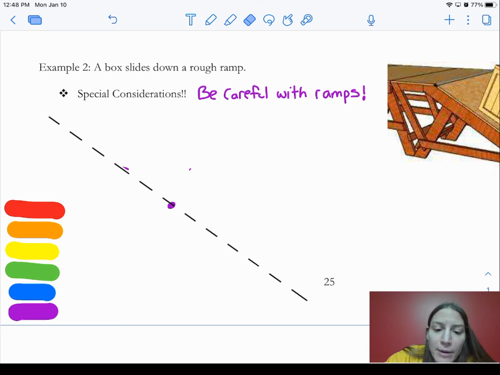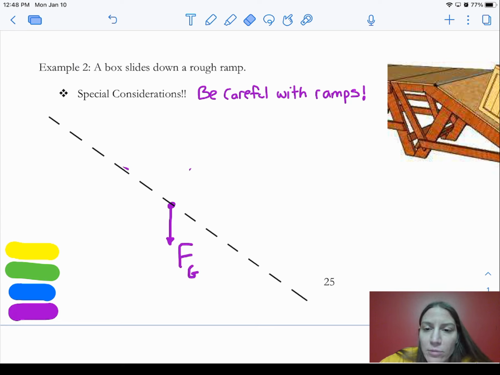Okay. Now my first one that I always draw is gravity. Even though my ramp is at an angle, gravity is still going to point straight down. So here's gravity, straight down. Notice it's not at an angle, it's straight down still, okay? And here's me labeling it as gravity, FG for gravity, okay?